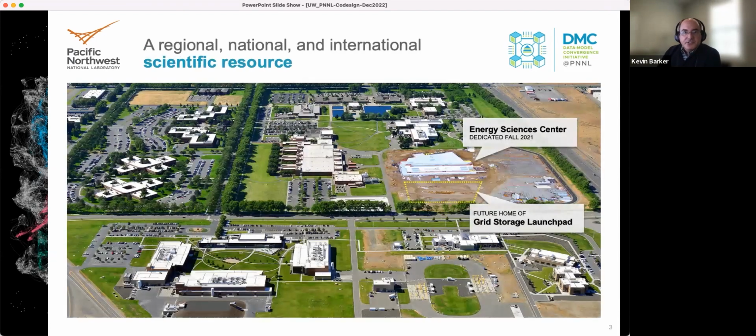This is an aerial shot of the Pacific Northwest National Lab campus. We are located in the Tri-Cities in Washington State, not too far from Oregon or Idaho. We're down in the southeastern corner, excuse me. And this picture is already out of date. You can see there's a couple of areas of construction, one called the Energy Sciences Center and one called Grid Storage Launchpad. The Energy Sciences Center is actually open and functioning, and that's a really nice facility that houses a lot of our chemistry and catalysis folks.